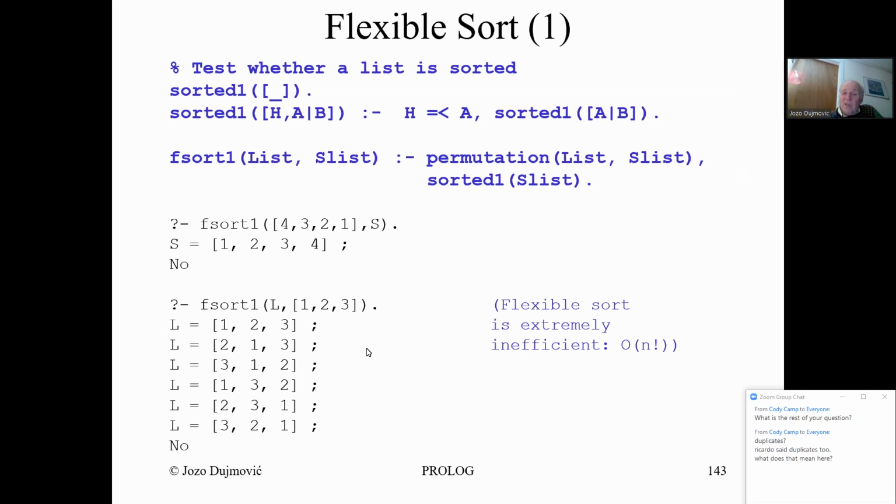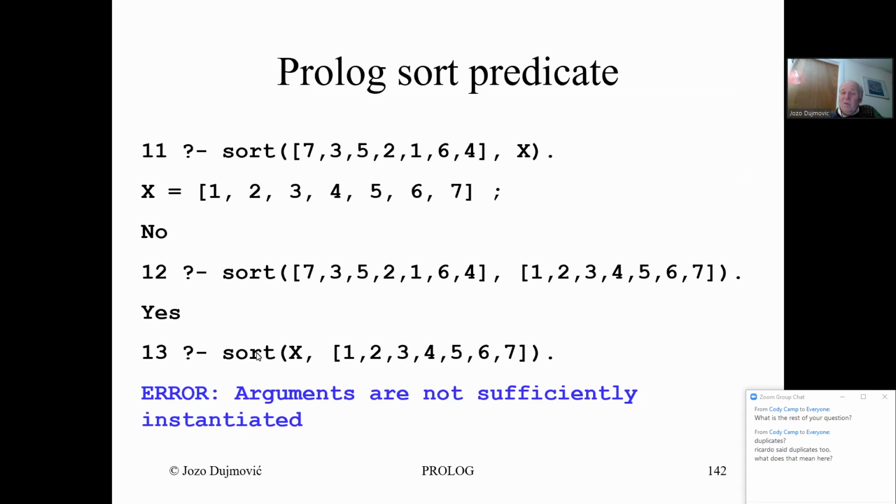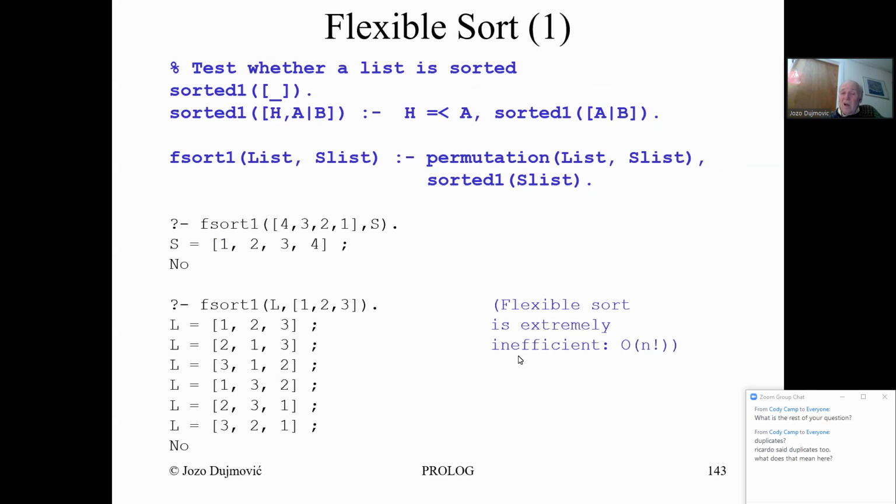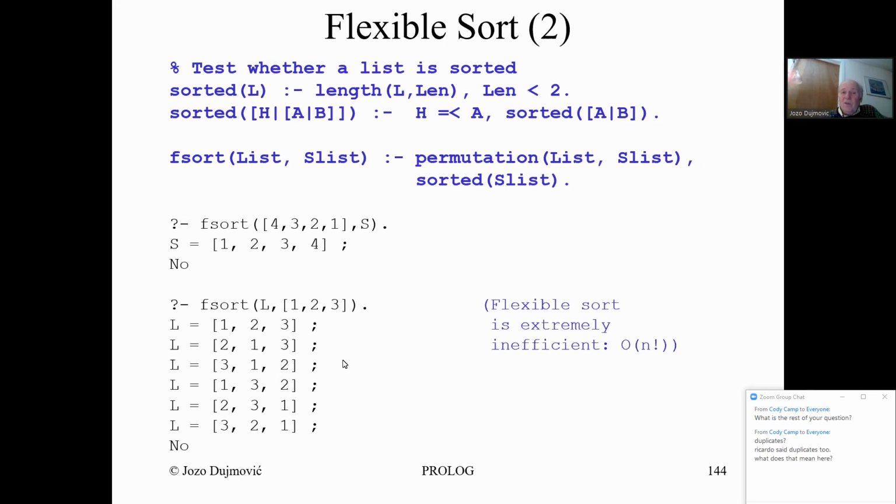This here is the flexible sort. The library function is not flexible. You cannot put X here and give this here. I can put X here and give this here that has 7 components. But this is going to run for 7 factorial iterations. So it is extremely inefficient. And of course, we don't want to have this kind of sort. So that is the flexible sort program.